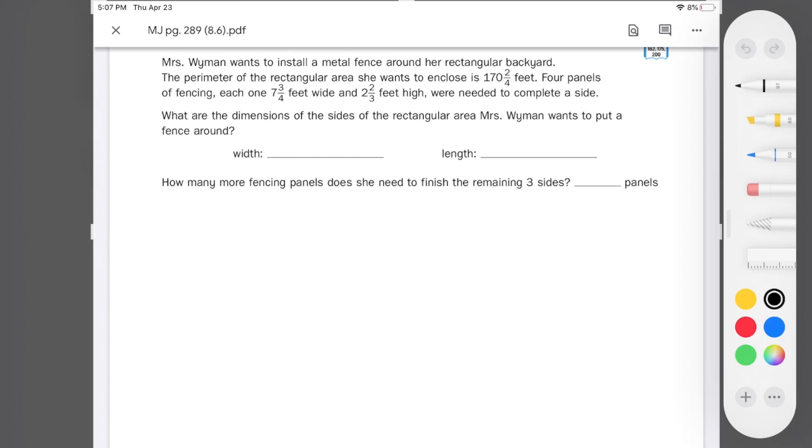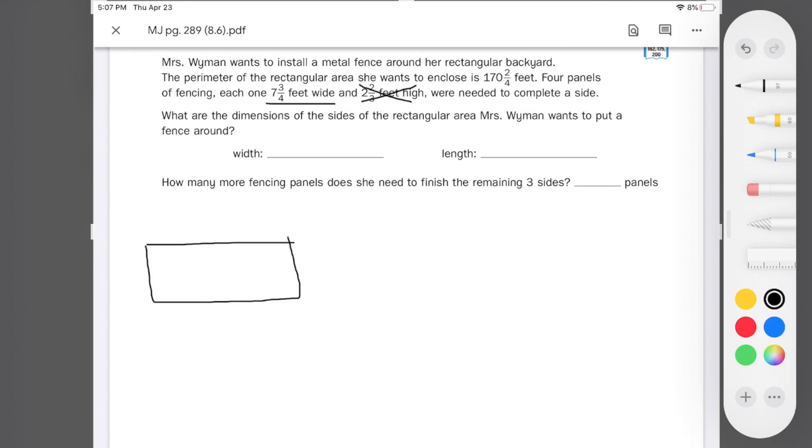So we're going to be drawing a little picture along with doing our math, because I think drawing a picture, especially when working with area and perimeter, is really helpful. So we'll draw our rectangle over here on the side. This is Mrs. Wyman's rectangular backyard. So when we're trying to find out the perimeter, we're going to need how many feet wide the fencing is, but we don't need anything about the height. That's not necessary information. So, width.